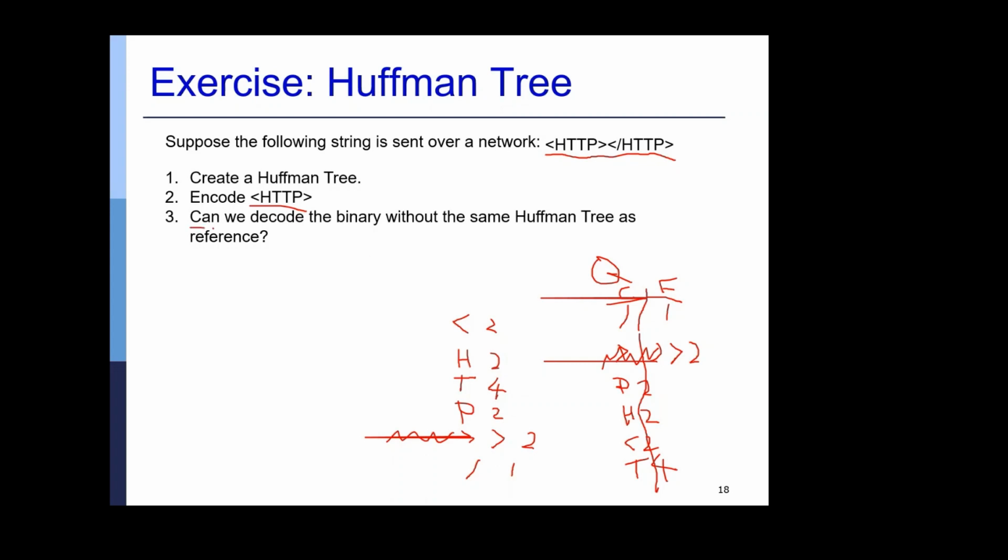So for question number 3, can we decode the binary without the same Huffman tree as reference? Yes or no? No, definitely no. If you use a different tree, you won't get back the plain text. After you have encoded it to binary, you won't be able to reverse it. You need the same Huffman tree.